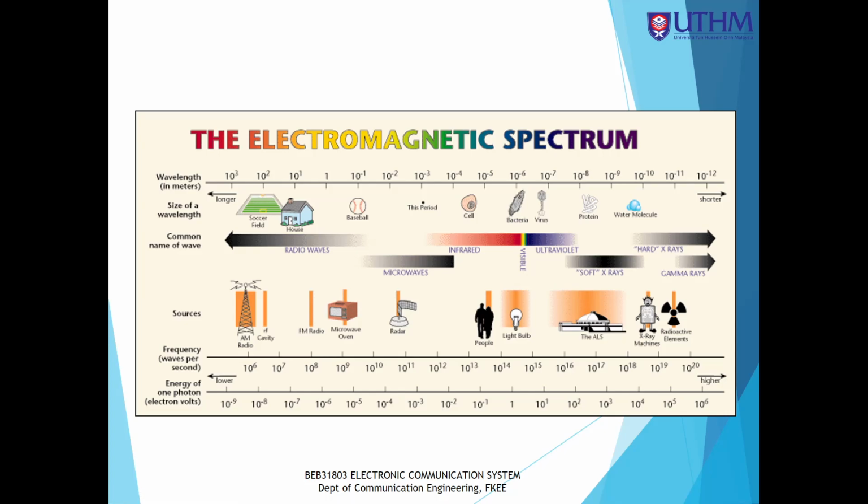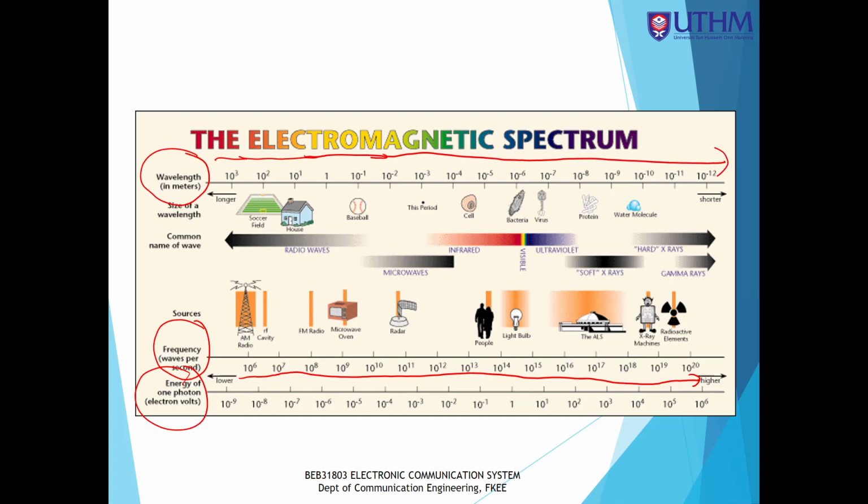And these are the analogies used about the wave. If you see here, we have the wavelength, we have the frequencies, and also these are the energies of the electrons. As we move to the right side, as the frequency goes higher, the wavelength is going to be shorter. Semakin tinggi frequency, semakin pendek panjang gelombang itu.